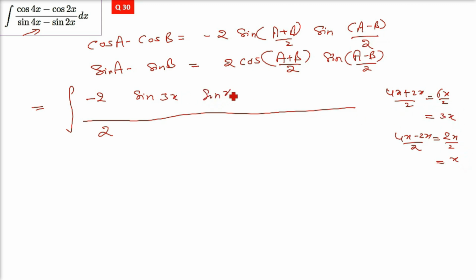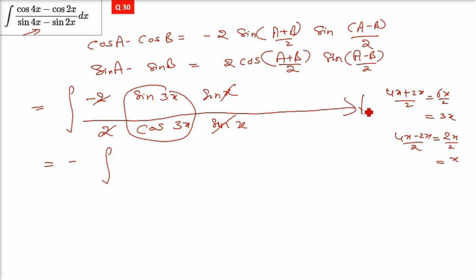In the denominator, it will be cos((A plus B)/2). What is that? It's 3x, so it will be cos 3x. And then we have sin x, so you can just cancel sin x and sin x because they are common. The 2 is also common, so you can cancel them out. Negative you can take outside. Sin 3x by cos 3x is of course tan 3x, and this tan 3x integration you already know because tan 3x has a standard result. Let us take this negative outside.